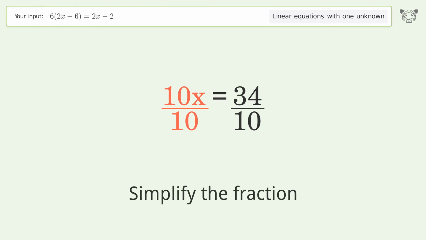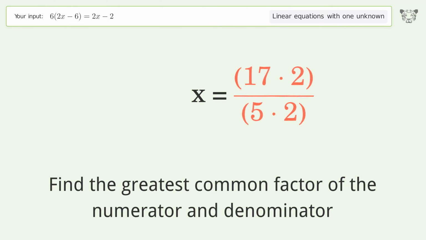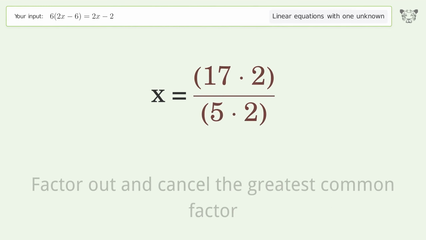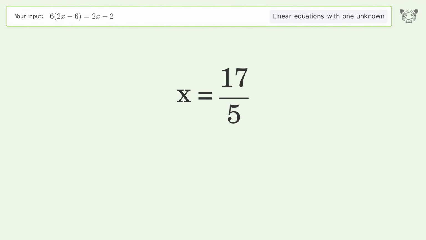Simplify the fraction. Find the greatest common factor of the numerator and denominator. Factor out and cancel the greatest common factor. And so the final result is x equals 17/5.